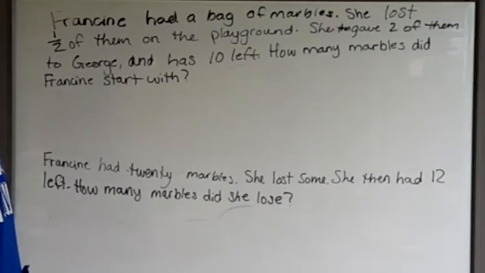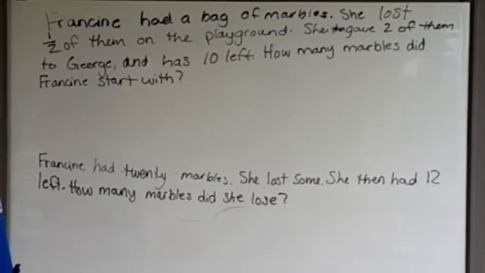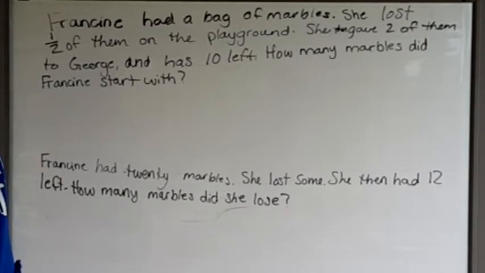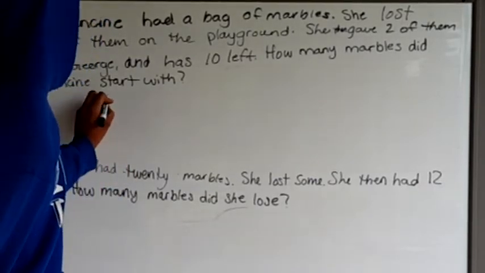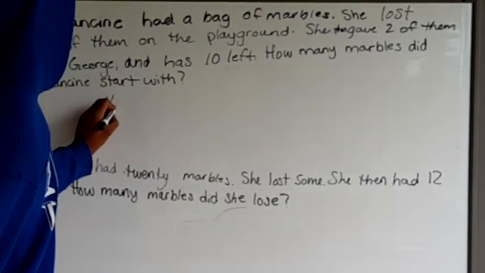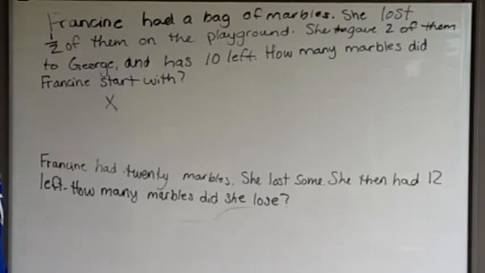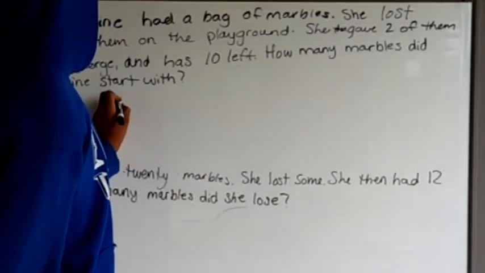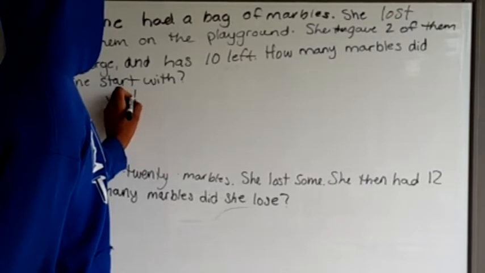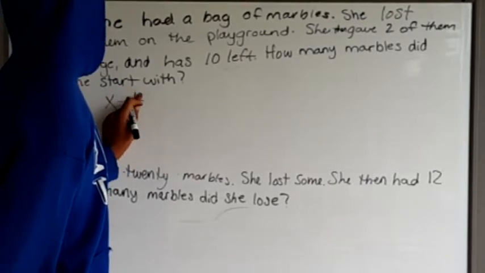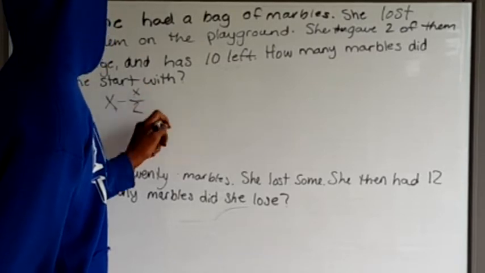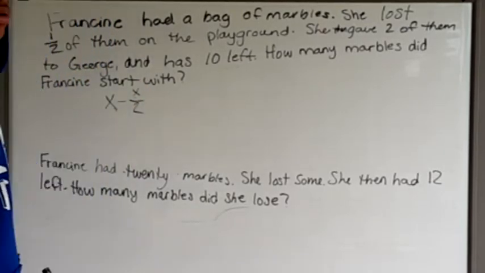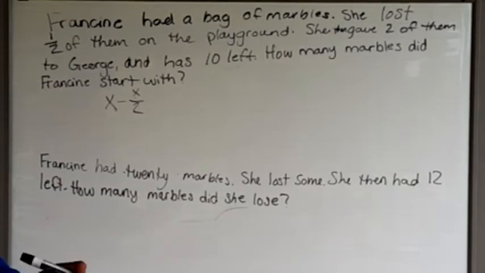So it says Francine had a bag of marbles. She lost half of them on the playground. She then gave 2 of them to George and has 10 left. How many marbles did Francine start with? All right, so X is our bag of marbles, what she started with. She lost some, so we're subtracting 1/2 of them, but we don't know how many she started out with.